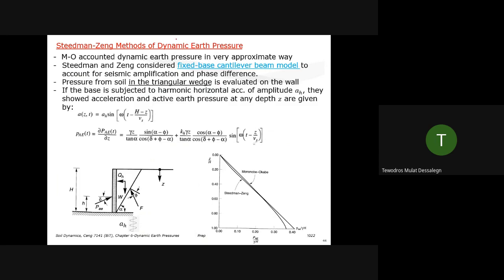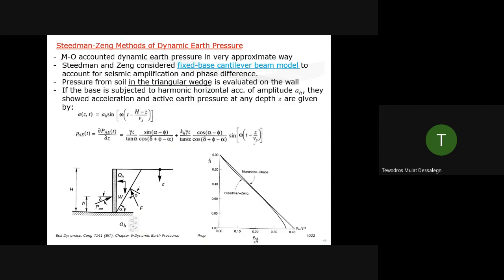So, Steedman-Zeng method for dynamic earth pressure. There are other more complicated methods, not conventionally used, but there are more detailed analyses. The Mononobe-Okabe is the most widely used in conventional design. If you don't have to use any software for full dynamic analysis, it's very common worldwide to use the Mononobe-Okabe method. Just find your KV and KH and use that modified Coulomb theories for passive and active, and you can design it. But there are other, more refined methods, and one of them is the Steedman and Zeng method.